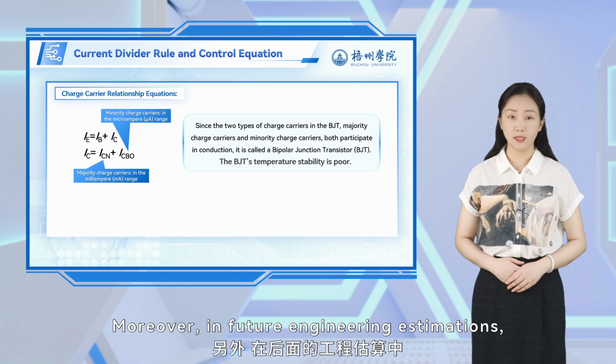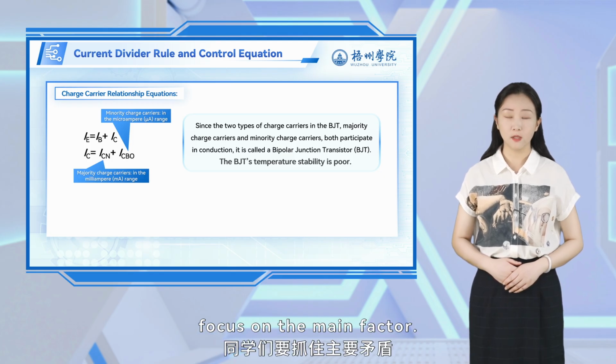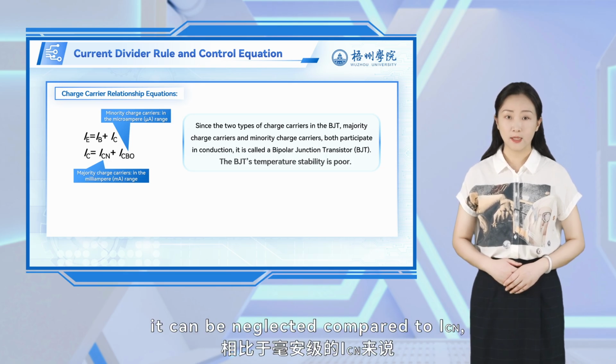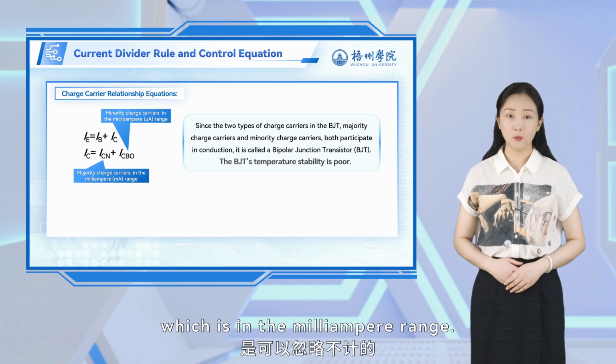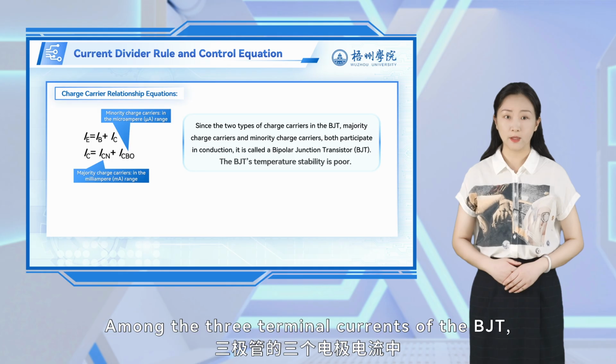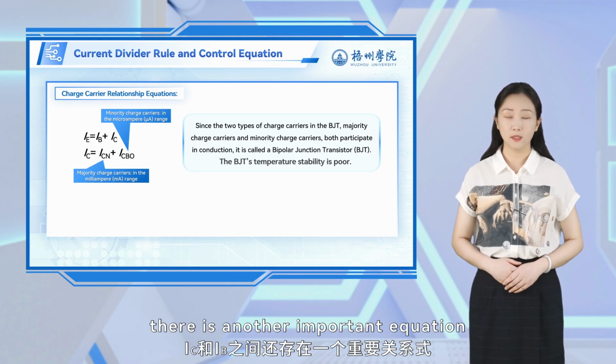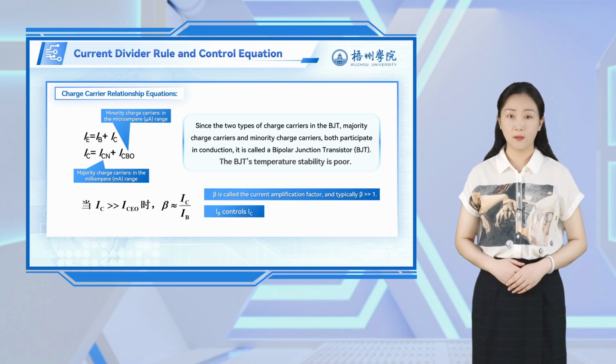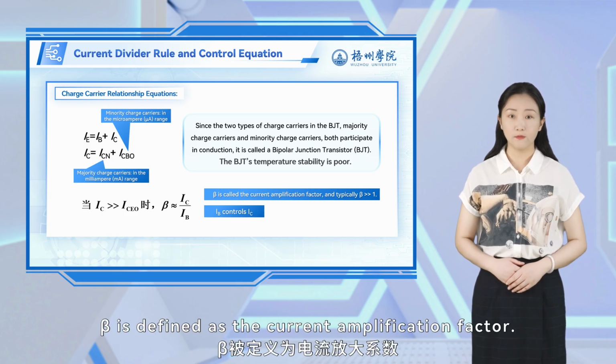Moreover, in future engineering estimations, focus on the main factor. Since ICBO is only at the microampere level, it can be neglected compared to ICN, which is in the milliampere range. Among the three terminal currents of the bipolar junction transistor, there is another important equation between IC and IB. Beta equals IC divided by IB. Here, beta is defined as the current amplification factor.